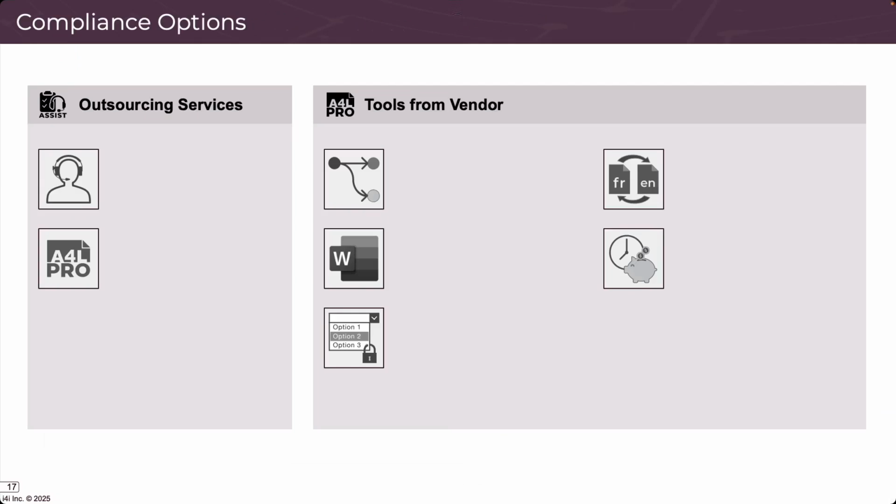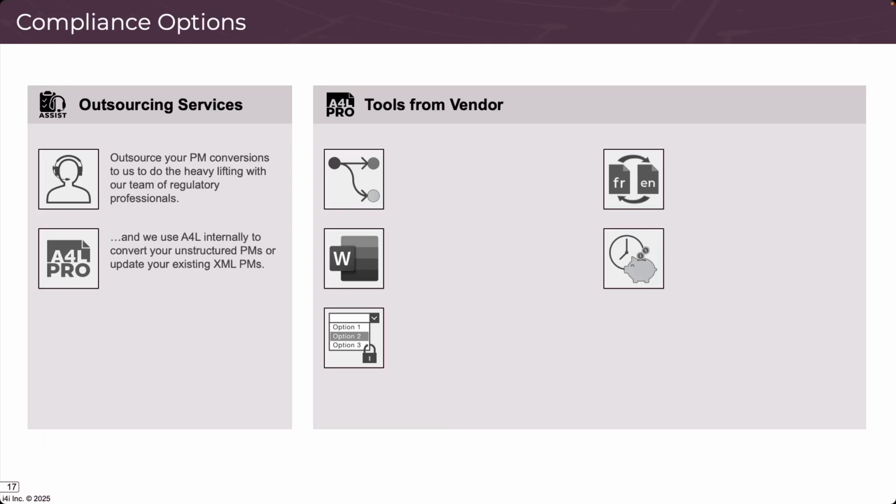So you need to consider a few things when you're ready to transition from product monograph to XML product monograph. Right up front, you'll need to choose how you'll create the XML PM, whether using a vendor's XML PM tool, outsourcing, or an XML code editor. If you prefer outsourcing, our team of regulatory professionals uses the AFRL application to convert your legacy product monographs and to update your XML PMs. Then there's vendor tools.